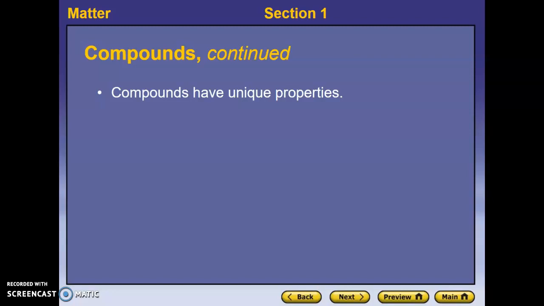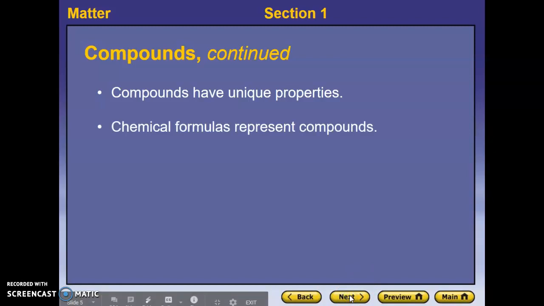But when we put this explosive metal together with this dangerous yellow-green gas, they combine and they form a new compound called sodium chloride. Sodium chloride is a white crystal that we sprinkle on our French fries, and it's quite tasty. Of course, it's table salt. So compounds' properties are very different than the properties of the elements that are in them. We use a chemical formula to represent compounds.